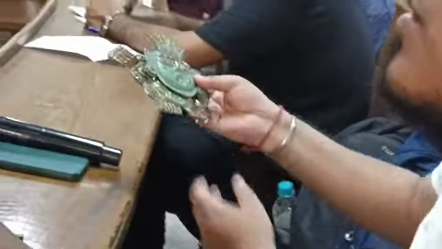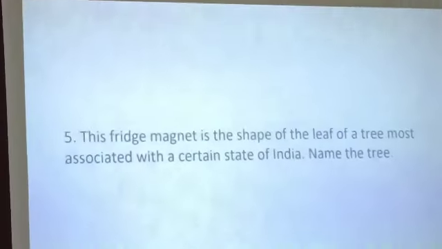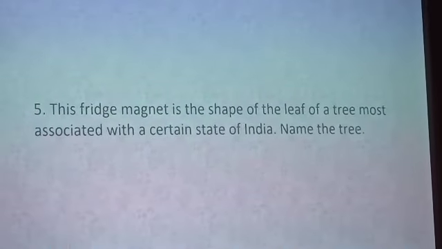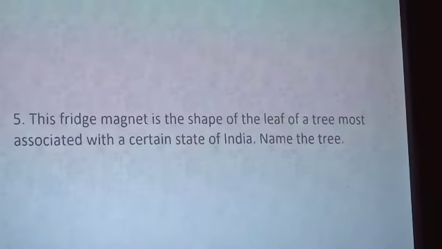Okay, last question. This is also a fridge magnet. It looks like this. It is in the shape of a leaf of a tree that is very particular to that state of India. So which state of India is it? Or actually name the tree. That's what I'm asking. So this looks like the leaf of which tree? If you go to that state, you will get these souvenirs.